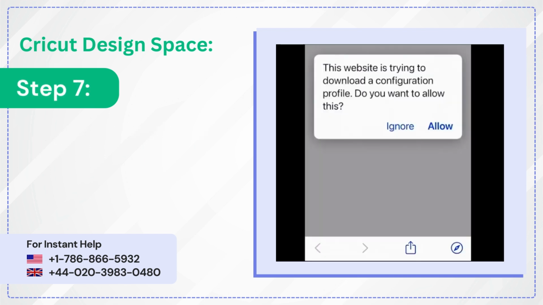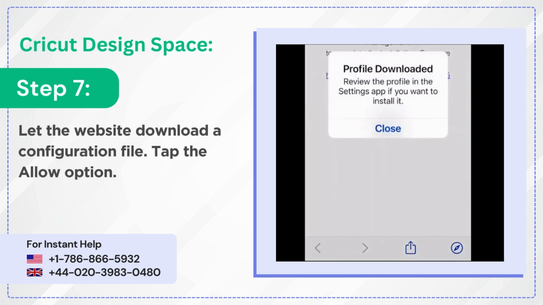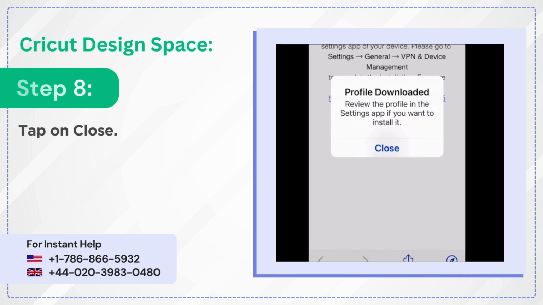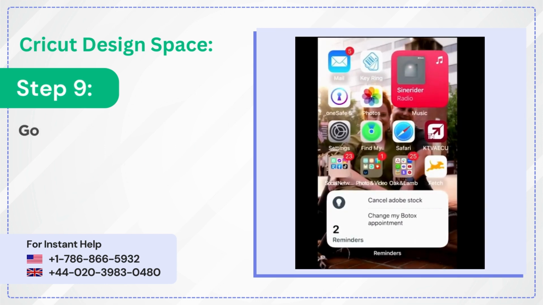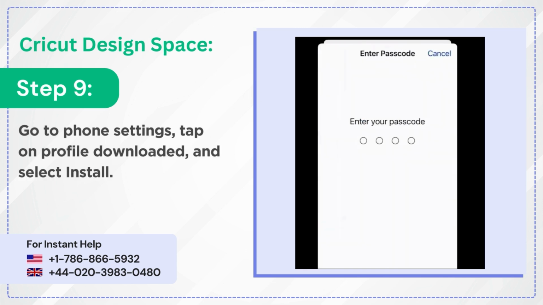Step 7. Let the website download a configuration file. Tap the Allow option. Step 8. Tap on Close. Step 9. Go to Phone Settings, tap on Profile Downloaded and select Install.